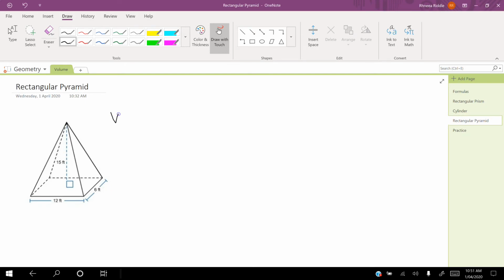So V equals, and we can do length times width times height divided by 3, or volume equals 1/3 length times width times height. Start off, we're going to find our length, which is just part of the base here, so that is 12. Our width is also part of the base, so we're going to multiply that by 6. And now for our height, what's really important to remember is that the height is going to be perpendicular to the base of the pyramid.